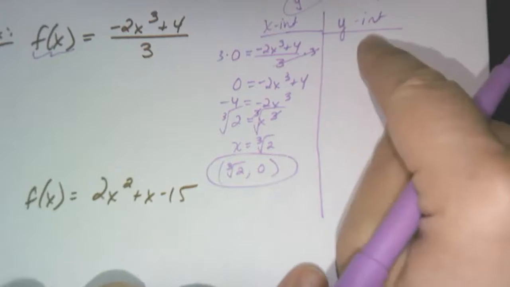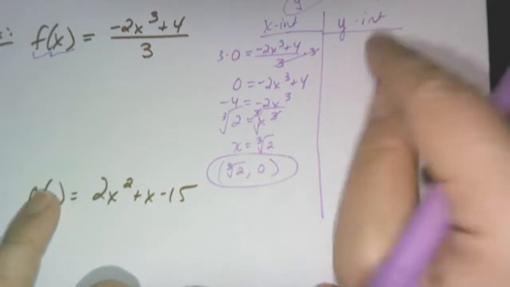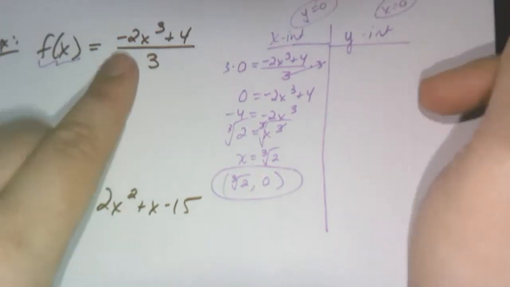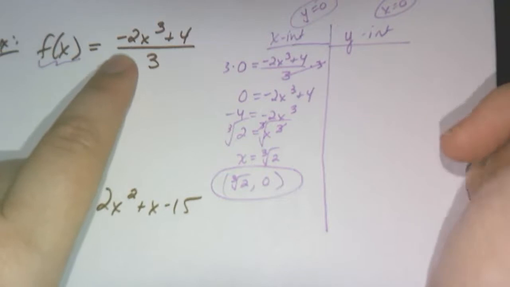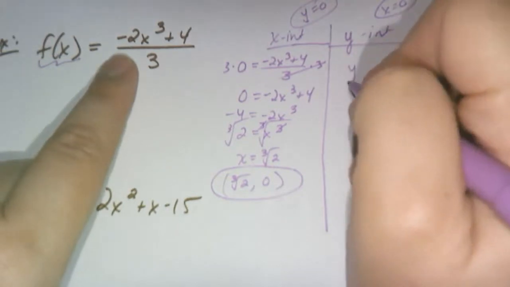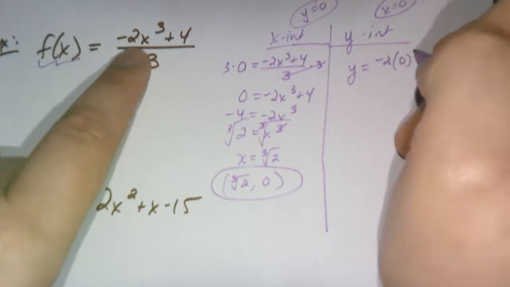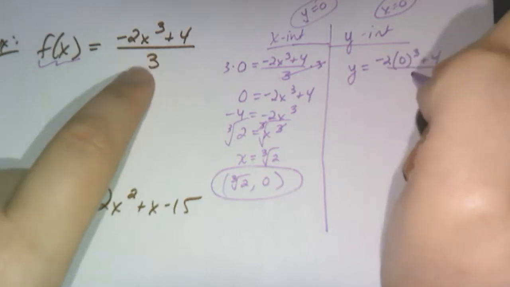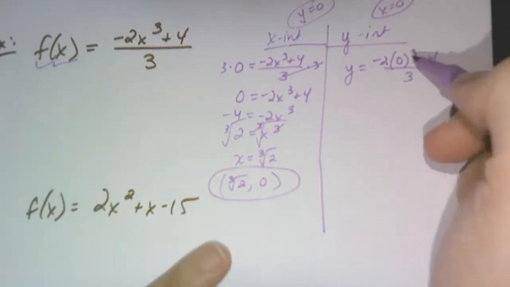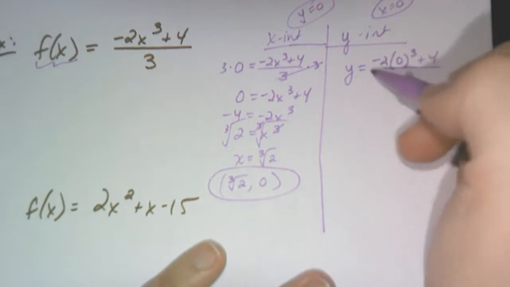Now let's find the y-intercept. So the y-intercept, even easier. Plug 0 in everywhere you see an x and solve. So I'm just going to call it y equals -2, put a 0 in for x, and solve it. So 0 cubed is 0, 0 times -2 is 0.